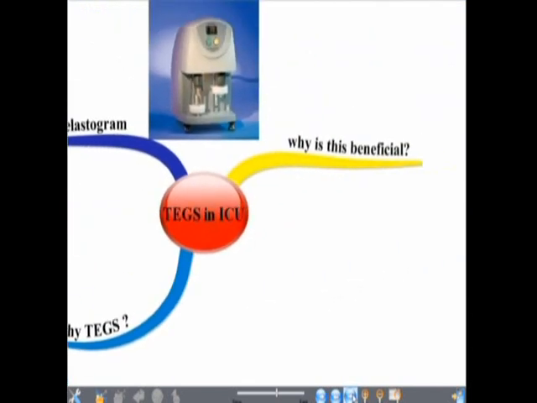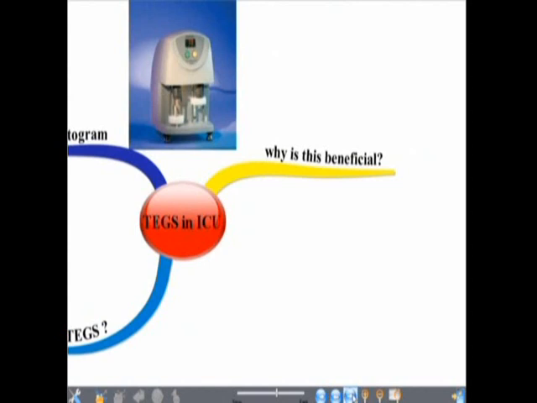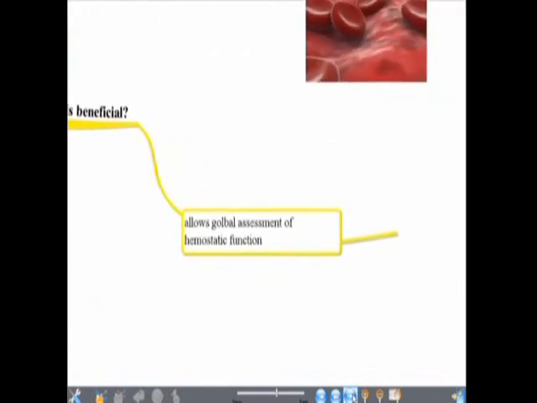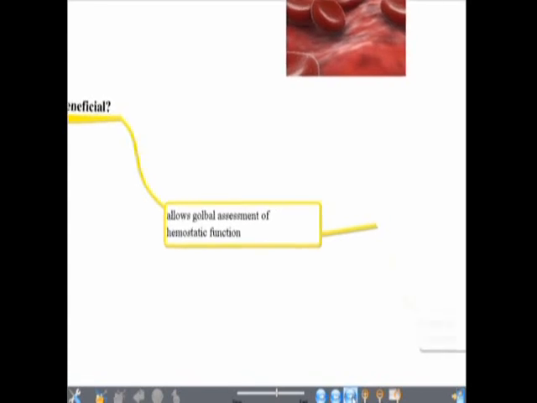So what are the benefits of using TEGs in ICU? Well, these allow for global, which is spelled wrong there, global assessment of hemostatic function. It's an overall picture, a much wider picture. You can even liken it to using triangulation in research, because you're not just using one method of trying to assess data, but you come at it from different angles, so you get a multi-dimensional view of the coagulation status of the patient.